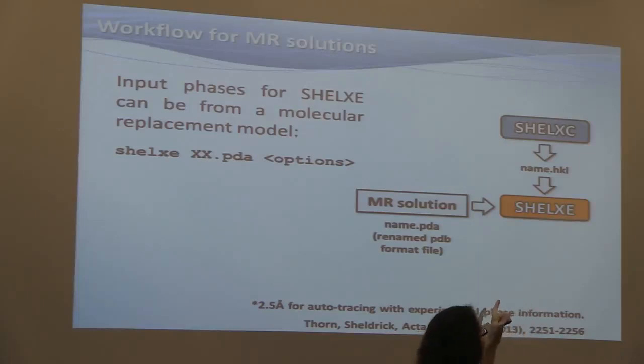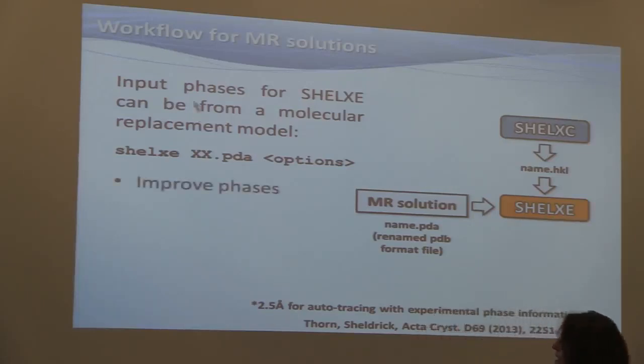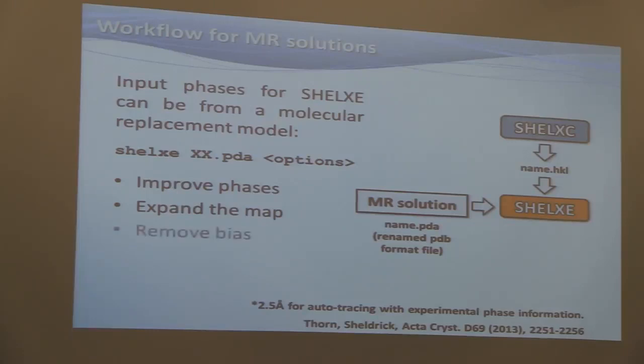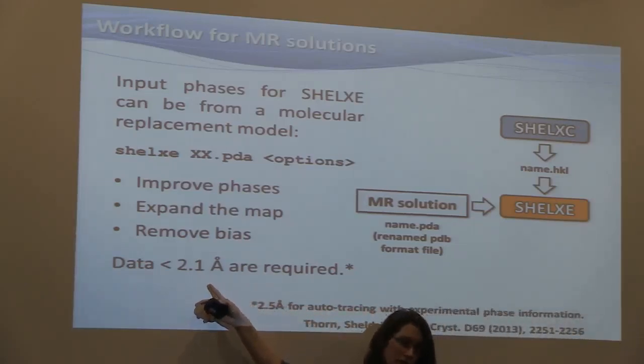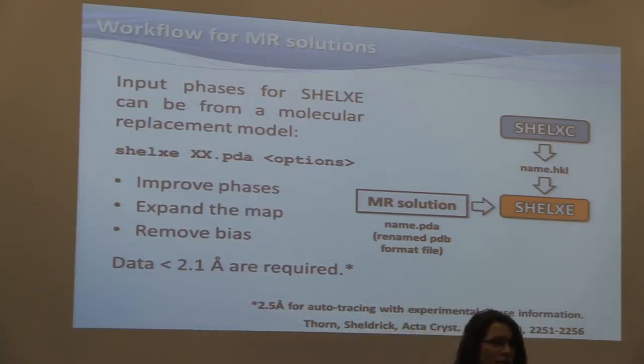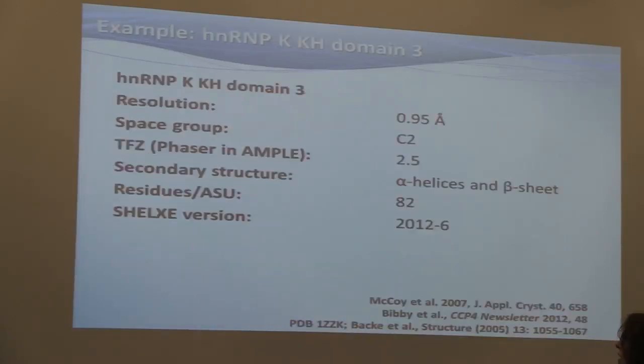We feed both into SHELXE, and that helps us to improve the phases from the MR solution, to expand the map, because often MR solutions, even good solutions, can only be limited to a certain part of the map. And also we remove bias from the search model used in molecular replacement. But you need very high resolution data, better than 2.1 angstrom. So this is not a method that you can use if you've got a low resolution structure.